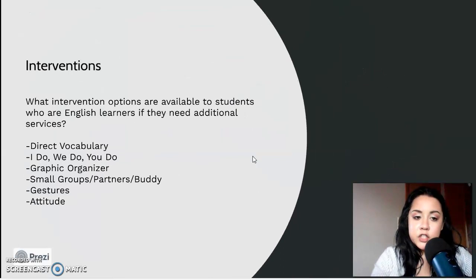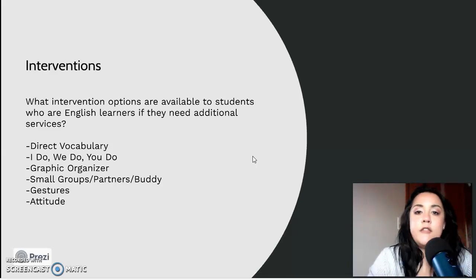Secondly, interventions. What intervention options are available to students who are English language learners if they need additional services? There are several different interventions that teachers can use within the classroom to help ELL students. For instance, direct vocabulary, and that may be vocabulary in our textbooks or readings, but also everyday vocabulary.